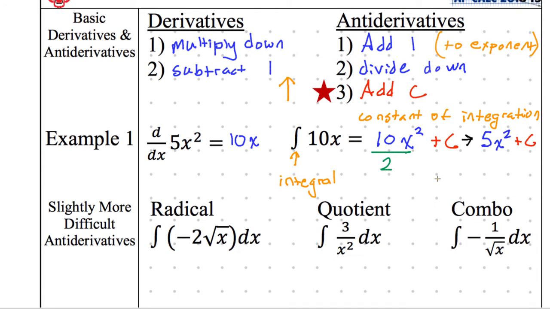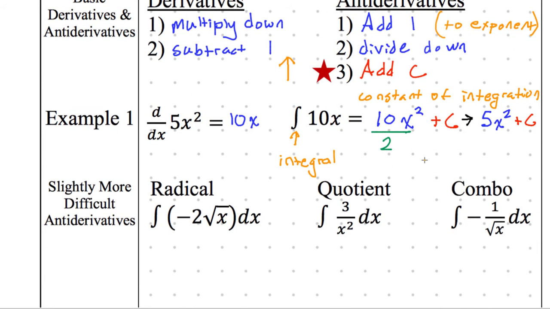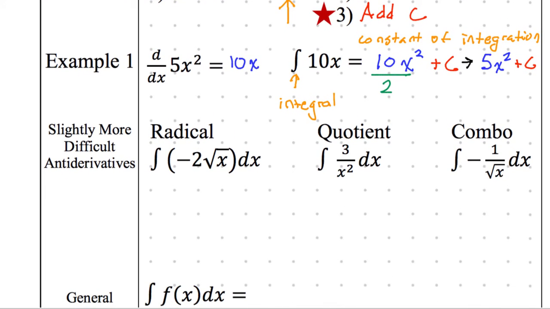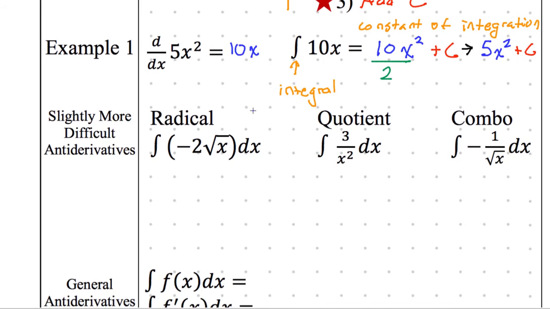Okay, so we know how to go backwards. It could have been 5x squared plus 1. It could have been 5x squared. We don't know, so we have plus C. Let's go ahead and practice with some harder things. Are there any questions before we move on? Because it's going to get hard, not too fast, but slowly.